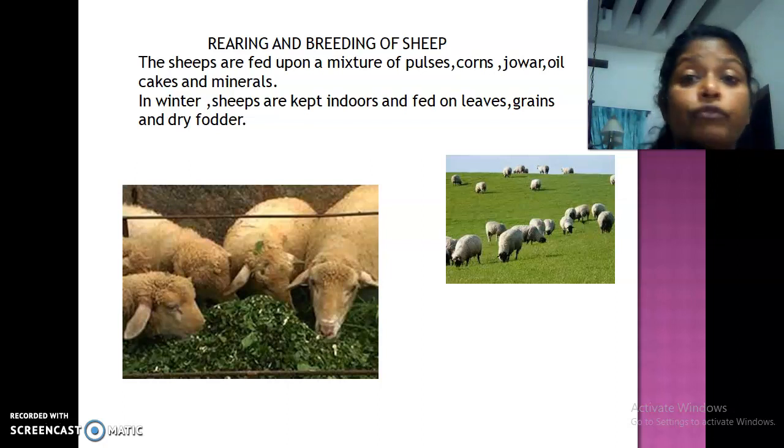We have to give them food on time. We have to give them a bath. We have to give them medicine. If they are hurt, we have to take them to the doctor. So all of that comes under the topic rearing. Okay, so rearing and breeding of the sheep.